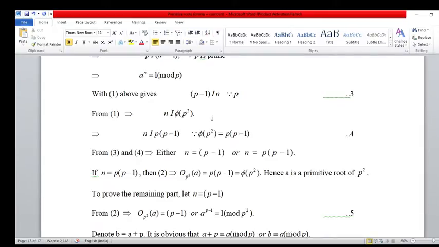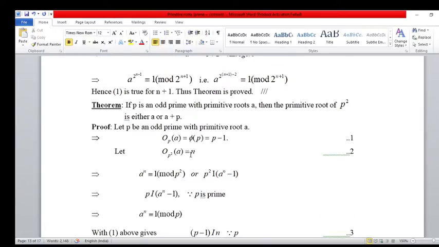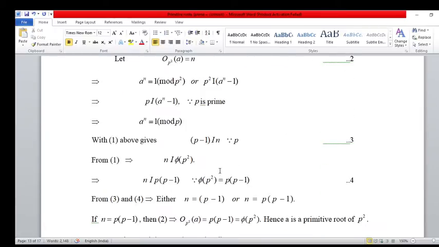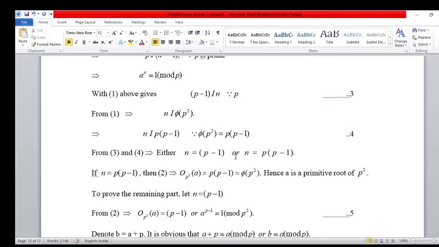From equations 3 and 4: coming back to equation 3, p minus 1 is a divisor of n, and here n is a divisor of p into p minus 1. So from equations 3 and 4, n is equal to p minus 1 or n is equal to p into p minus 1. So here the value of n is p minus 1 or n is equal to p into p minus 1.